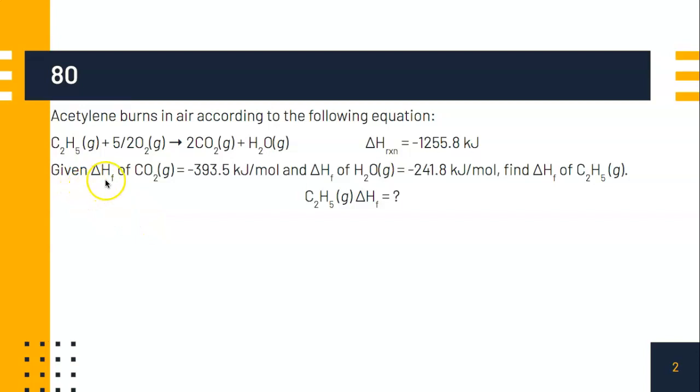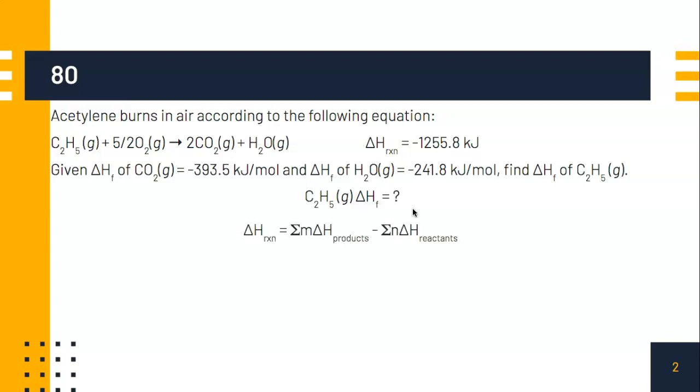Given that the heat of formation of carbon dioxide gas is negative 393.5 kilojoules per mole, and the heat of formation of water vapor is negative 241.8 kilojoules per mole, find the heat of formation of acetylene gas. So here I already have our target identified, and hopefully you're already starting to figure out which formula we're going to use. Yes, it's this one.